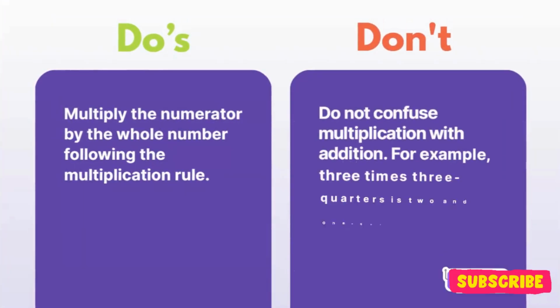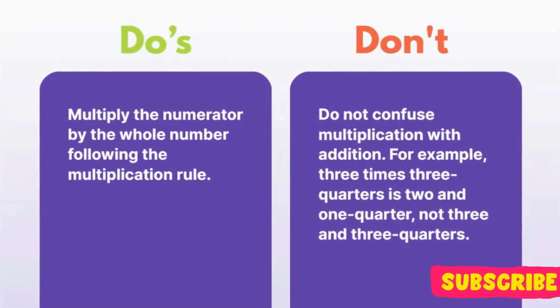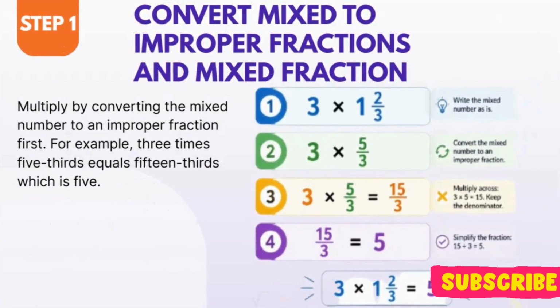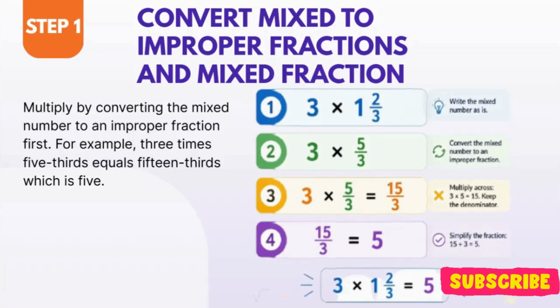Okay, you have to multiply the numerator with the whole number following the multiplication rules. You don't have to confuse multiplication with addition. For example, 3 times 3/4 is 2 and 1/4, it will not be equal to 3 whole, because most people consider that multiplication gives a whole number. If you want to convert mixed fractions into improper fractions, they can also be multiplied.